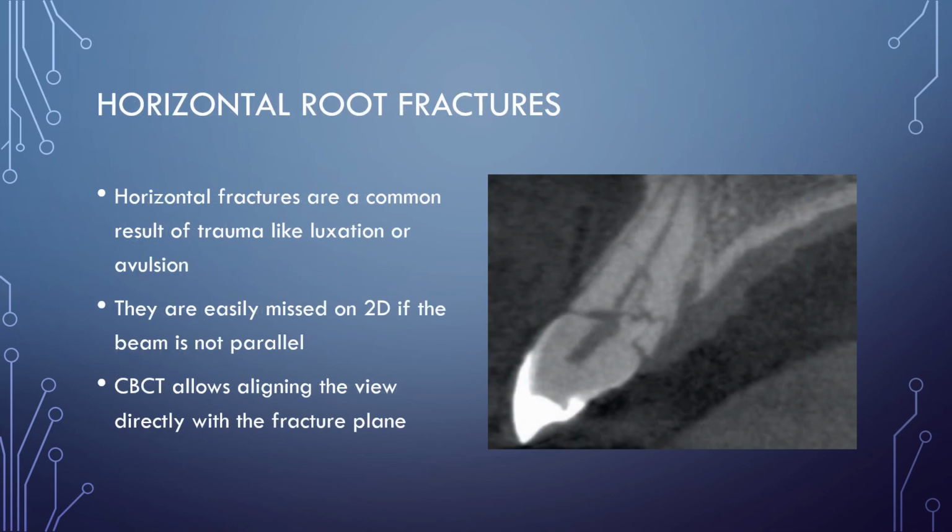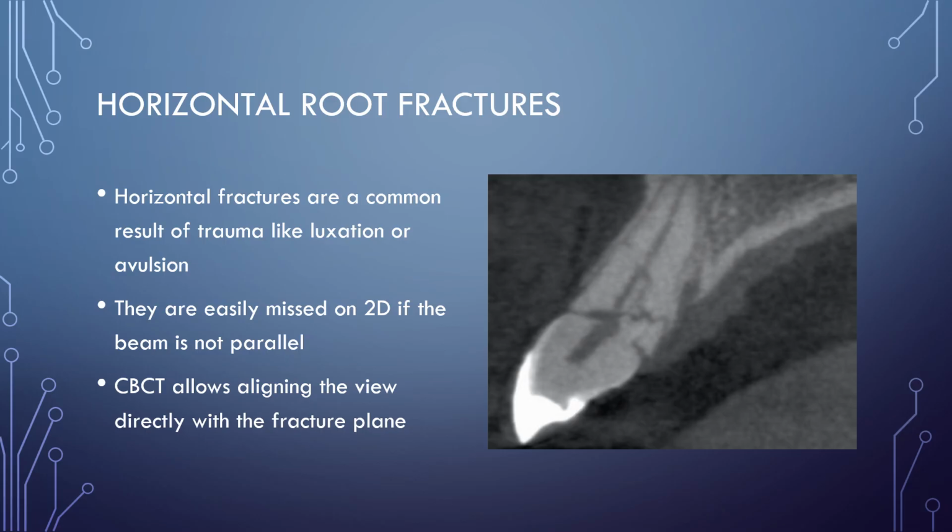Horizontal and oblique root fractures are a common outcome of traumatic dental injuries, particularly luxation or avulsion injuries to the anterior teeth. On a standard 2D radiograph, the fracture may occasionally be visible as a radiolucent line, but if the X-ray beam is not perfectly parallel to the fracture line, the injury can be easily missed.